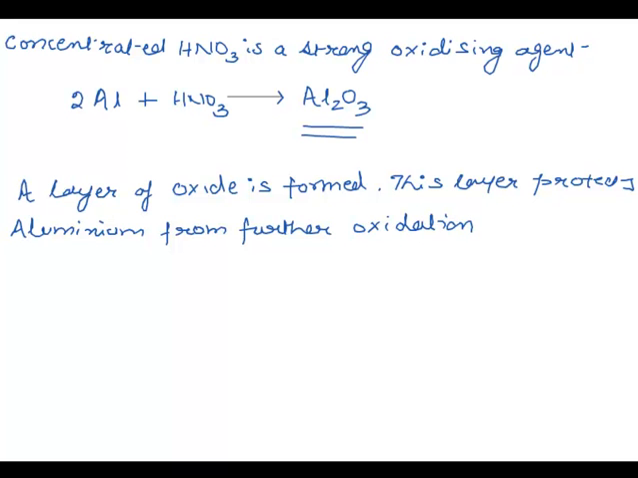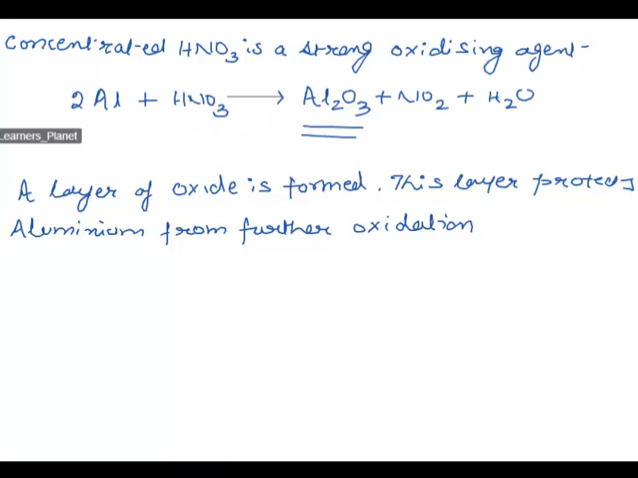So we can use aluminium for storing HNO3. Now what are the products? What else are the products formed here? It will form NO2 and H2O, of course. So we can use aluminium vessels for storing concentrated HNO3.